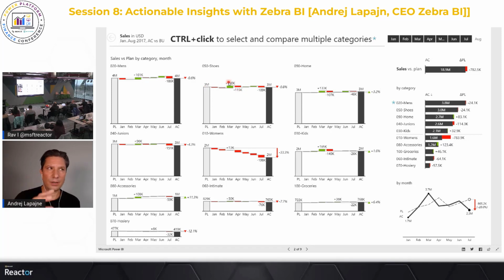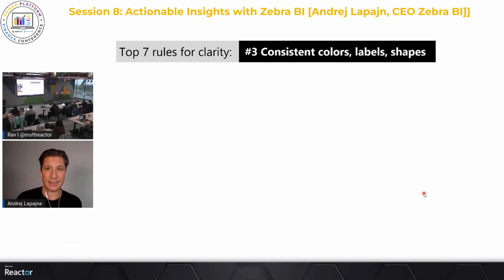Then your reports will become very clean and very understandable, even if you have many more charts. In this case, I have 10 charts here plus 2, 3. So I have 13 charts on my report, but all the labels are displayed horizontally. They are short, and only the important labels are displayed. So it's exact and quite legible, I would say. All right, number 3, consistent colors, labels, and shapes.